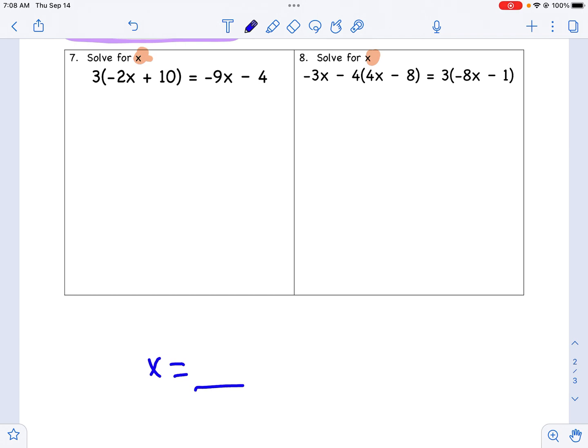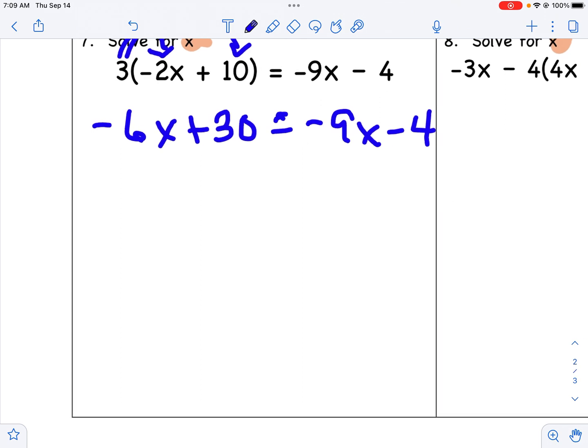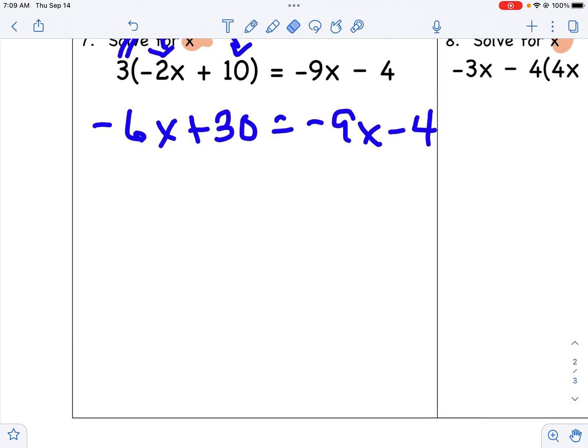We're going to go ahead and take care of the questions in order. So again, our first question was, are there any parentheses? Clearly the answer is yes, so we're going to do the distributive property. You multiply the negative 2 by 3, so that becomes negative 6x. 3 times 10 would be 30. I still have my equal sign, and I haven't done anything to 9x minus 4 yet. I'm going to make it a little bit bigger so it's not quite as messy.